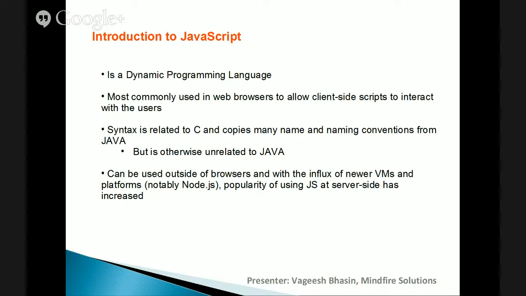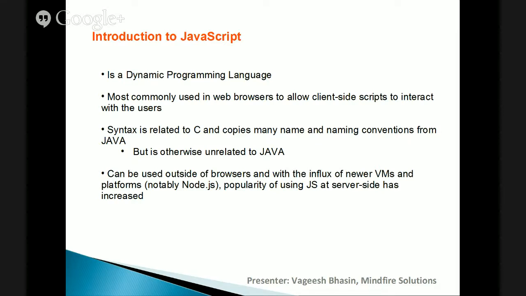It is most commonly used for client-side scripting and DOM manipulation. The syntax is related to C, and it copies many of the naming conventions from Java, but otherwise it is not at all related to Java. Just the name has Java, but it is not related to Java. Lastly, it can also be used outside of the browser. As I said, it was not intentionally developed for client usage. It can be used outside of browser, and many virtual machines and platforms were developed, but finally a stable build using Node.js, which actually runs on Google's JavaScript engine, led to the popularity of using JavaScript at server side.